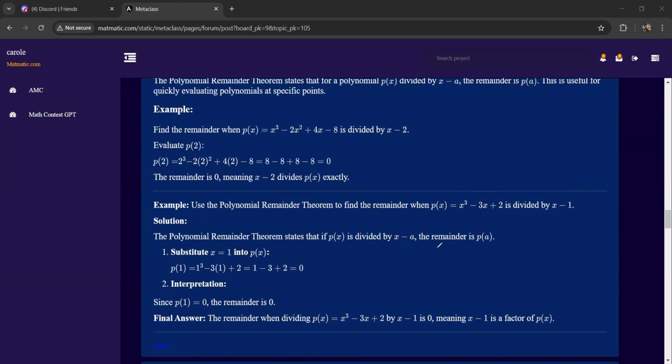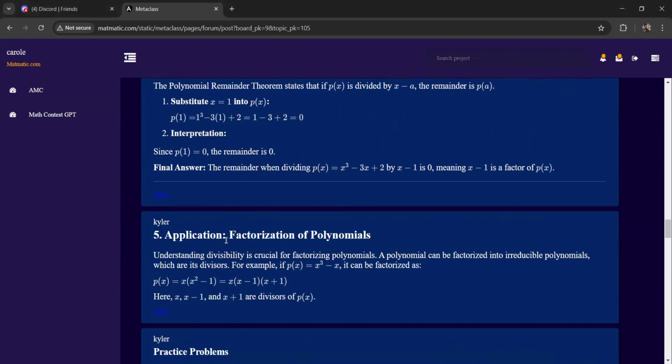So here we have x to the power of 3 minus 3x plus 2 divided by x minus 1. And we just substitute 1 into P(x), which gives us 1 to the power of 3 minus 3 times 1 plus 2, which equals 1 minus 3 plus 2, which is equal to 0. And that means that x minus 1 is a factor of P(x) because it divides into P(x) perfectly and our remainder is 0.